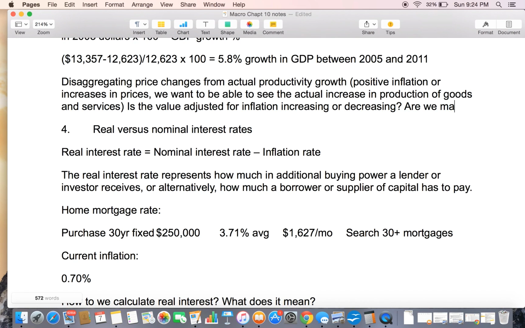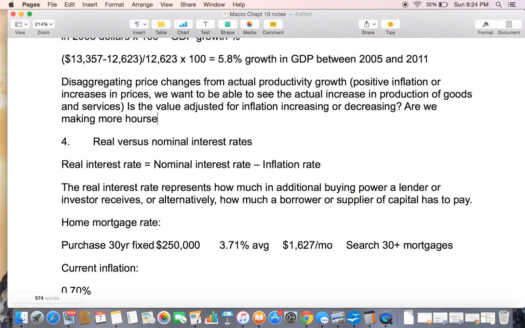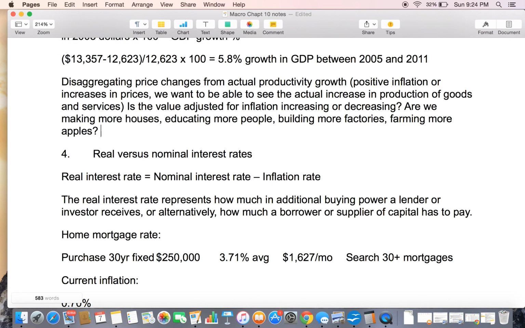Are we making more houses, educating more people, building more factories, farming more apples, everything in between, right? But now when we look at interest rates, you guys know what an interest rate is.